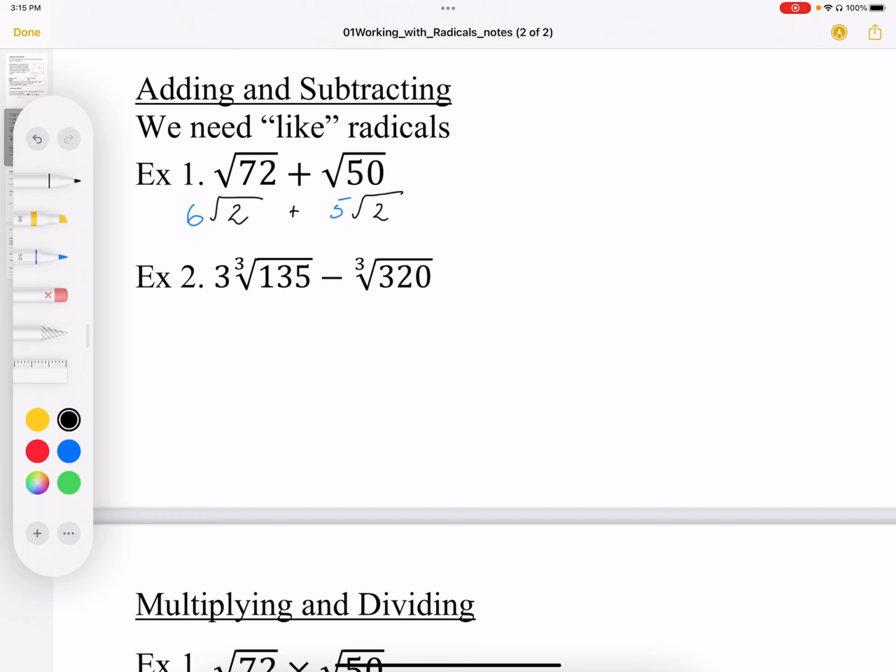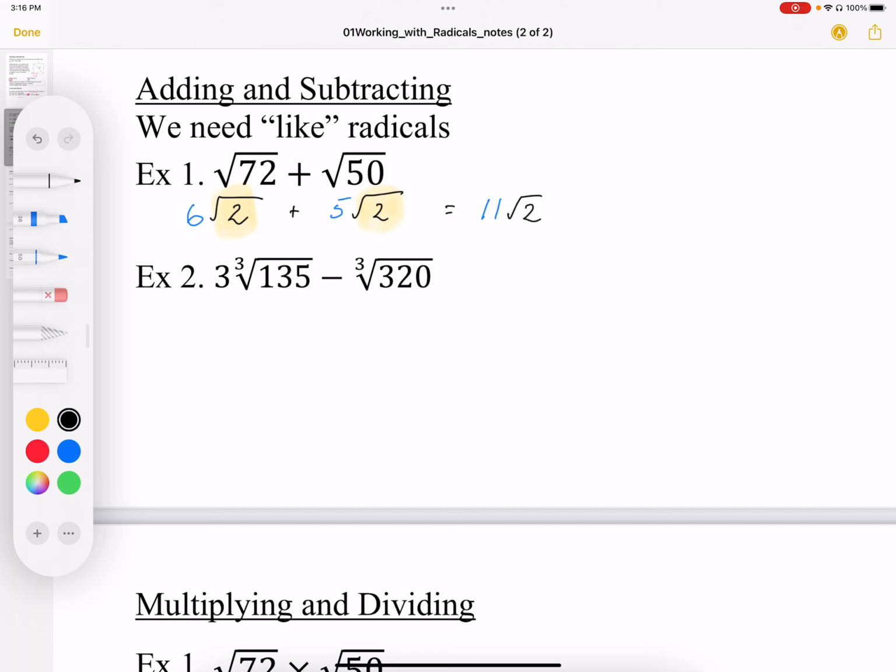And once we have the mixed radical forms, we look for like radicals. Like radicals means that the radical parts are the same. So what this expression is saying is we have 6 groups of root 2 plus 5 groups of root 2. Well, if we have groups of root 2, we can add up those groups, and we end up with a total of 6 plus 5 is 11, and what we're counting is the root 2's. So we end up with 11 root 2.